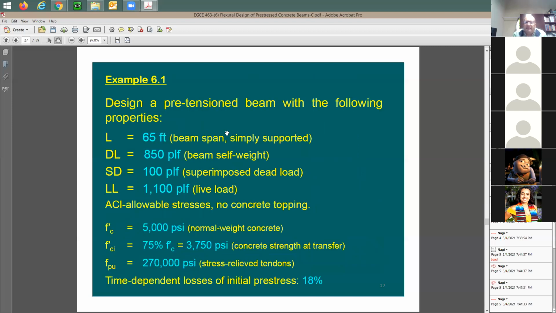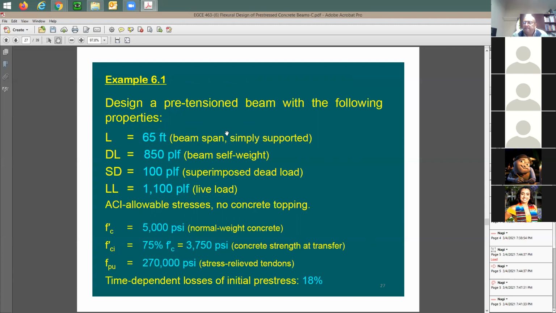Let me go through this example now. Here's one example. The span is given as 65 feet. I have the dead load, the expected self weight of the beam. Just expected, proposed, something that I can start with. Superimposed dead load is expected to be 100 PLF, pounds per linear foot. Live load is given also, 1100.